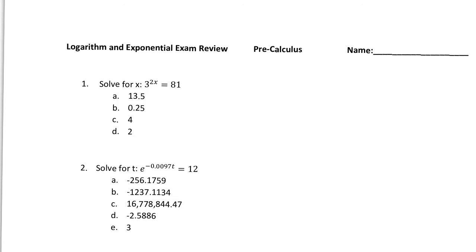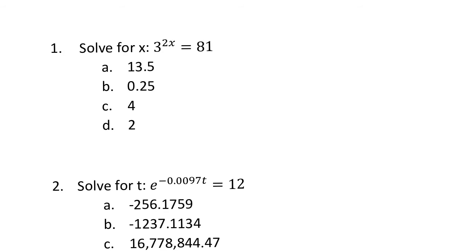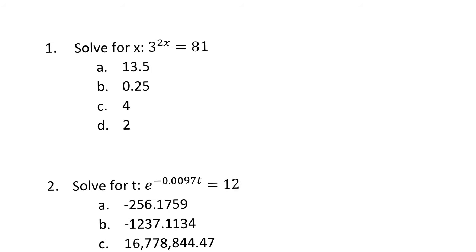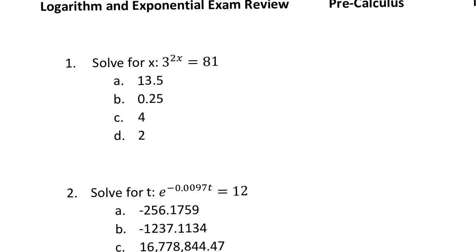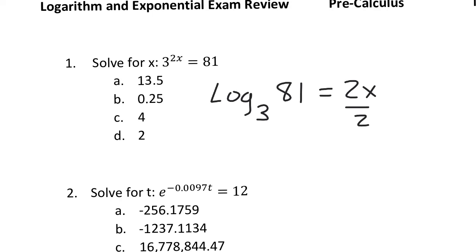Okay, so problem number one here, it looks like an exponential problem. We're going to try and write that as a logarithm to solve it. So the log base 3 of 81 is 2x. So I'm going to find what log base 3 of 81 is with my change of base, the way of log of 81 divided by log of 3. And then it looks like I'm going to have to take that answer and divide it by 2.